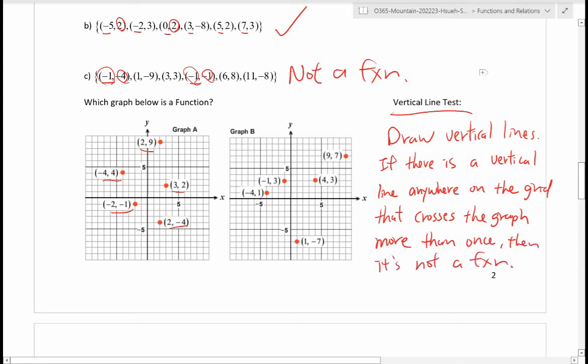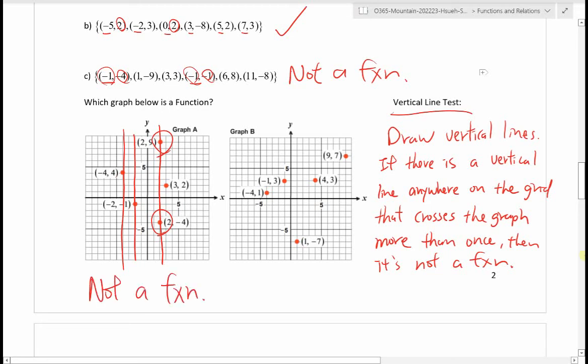So you can draw as many vertical lines as you want, okay, as long as there is one. All you need is just one. As long as there's one vertical line that crosses the graph more than once, then it's not a function, okay? So you can see here, if we draw vertical lines, it only crosses once. Okay, you can see the vertical line crosses the graph twice, therefore not a function.